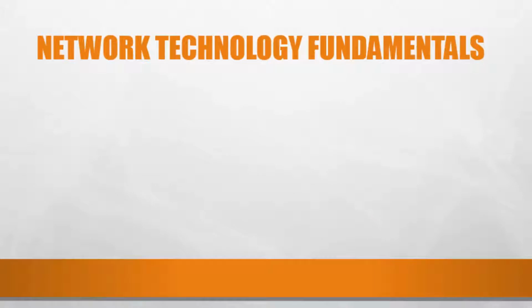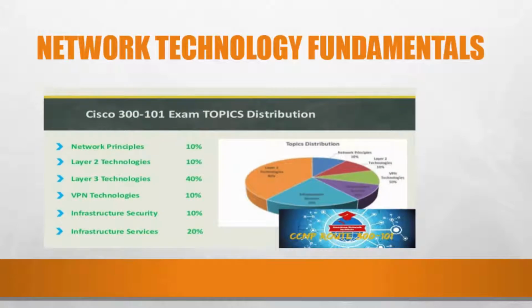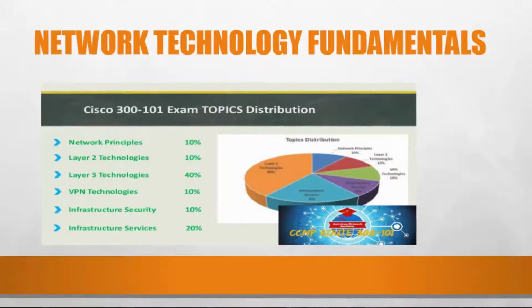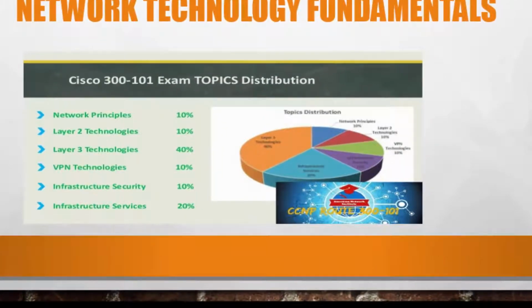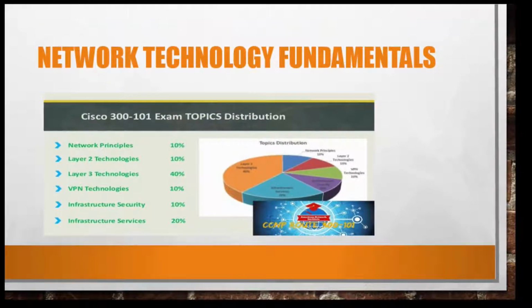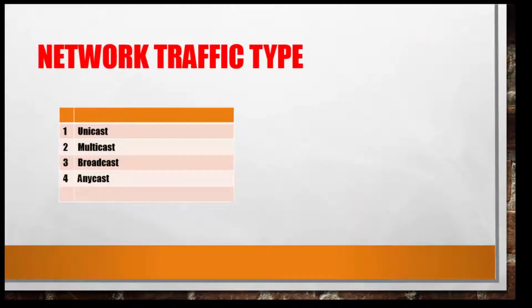Why is this network technology fundamentally important for you guys? It's part of the network principles. It's going to be the base of everything that you're going to be doing. It's going to be affecting, as well, the layer 2 technologies and layer 3 technologies. We are basically talking about IPv4, IPv6, and the protocols that you're going to be using the most, especially in this class, OSPF and EIGRP. So let's start talking about network traffic types.